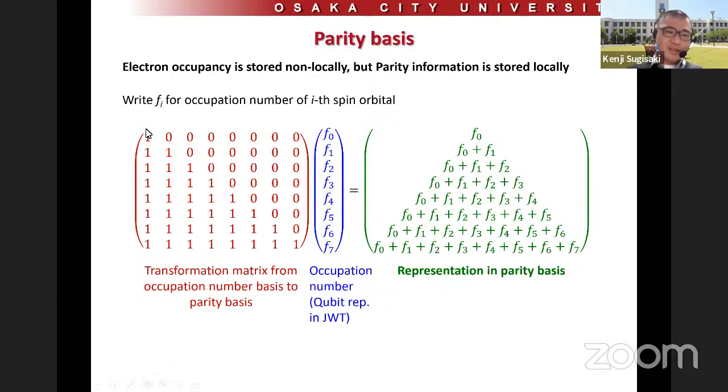As you can see, this transformation matrix has only one term in the bottom of the triangular matrix. And the resultant quantum state can be written as shown here. This is the representation in the parity basis. Unfortunately, because the parity basis stores the electron occupancy non-locally, the number of Pauli operators in the Pauli string also becomes order n.